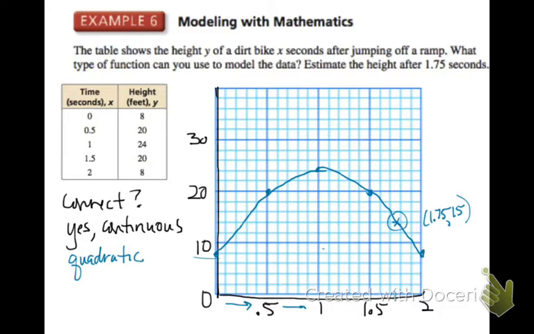So this is just an example of a real life situation, and using one of those functions that we learned in this section to model it. Again, when we make the decision whether to connect our data points or not, we think about, are the values continuous in this situation? All right, that's all for these notes.